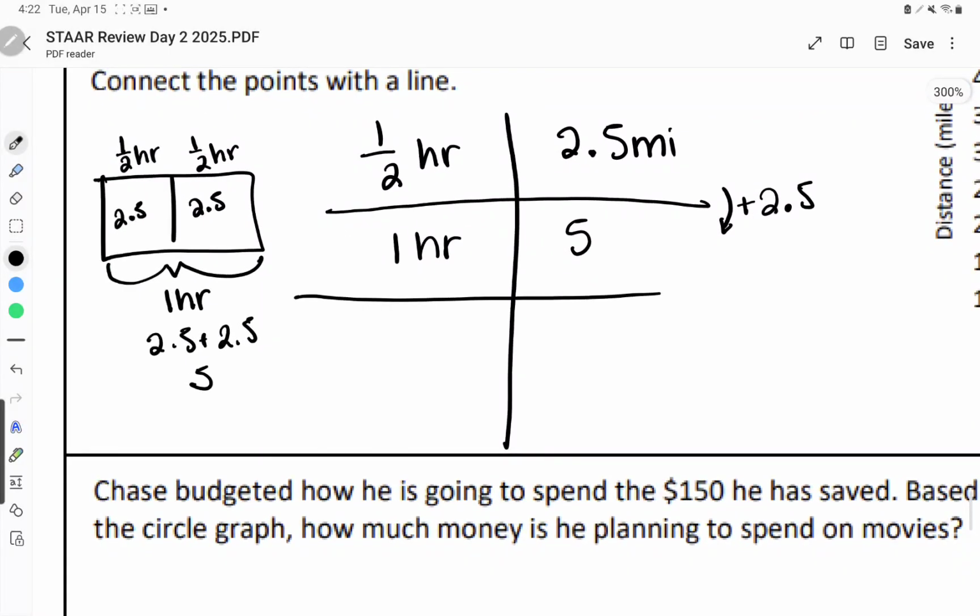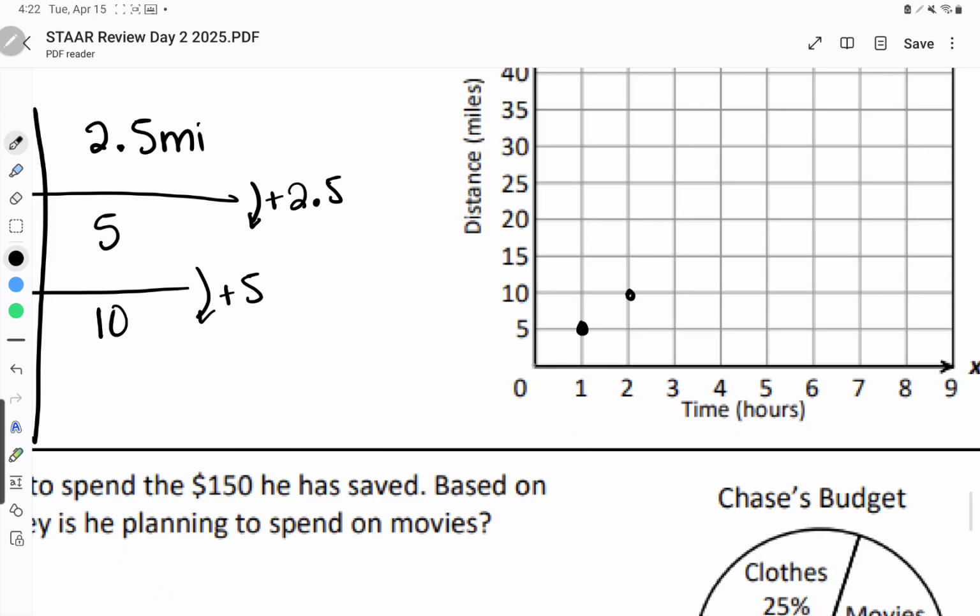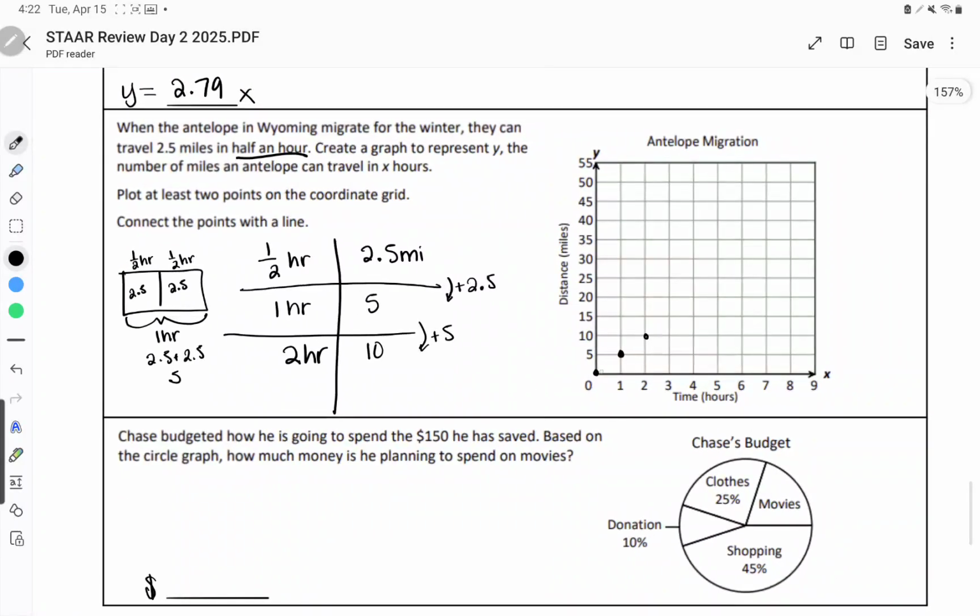Well, if in 1 hour it goes 5 miles, how far would it go in 2 hours? It would go another 5 miles because it's going 5 miles every hour, and we would find 10. So we have 10 right here. And then we just have our graph, and it connects it for us.